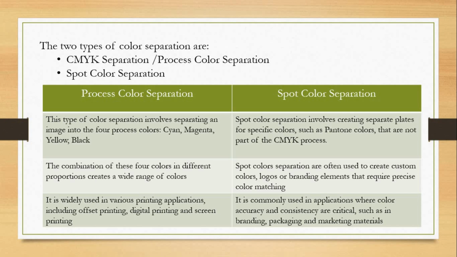Spot color separation involves creating separate plates for specific colors, such as Pantone colors that are not part of CMYK process. The combination of these 4 colors in different proportions creates a wide range of colors in process color separation. Spot color separation is often used to create custom colors, logos or branding elements that require precise color matching. The process color separation is widely used in various printing applications including offset printing, digital printing and screen printing.